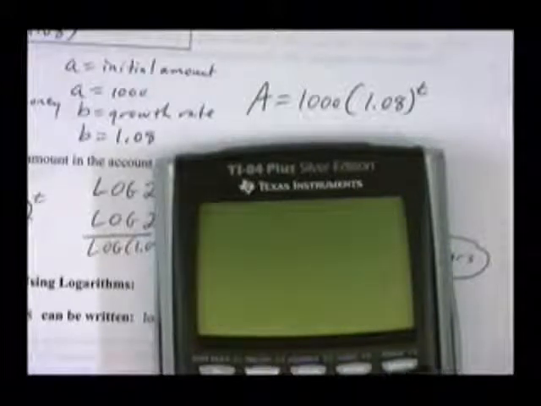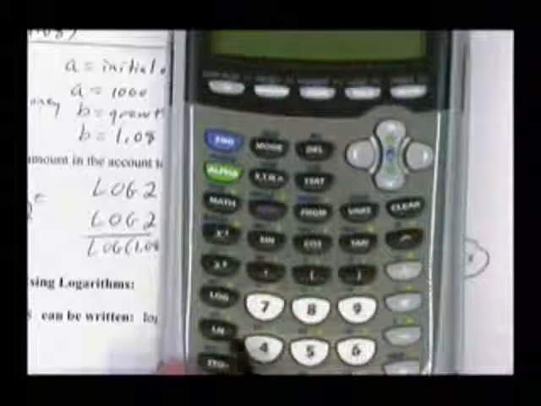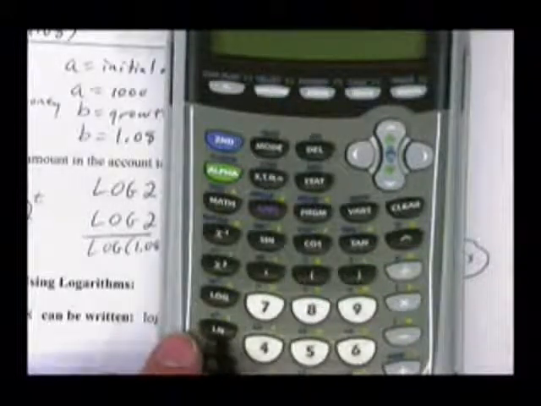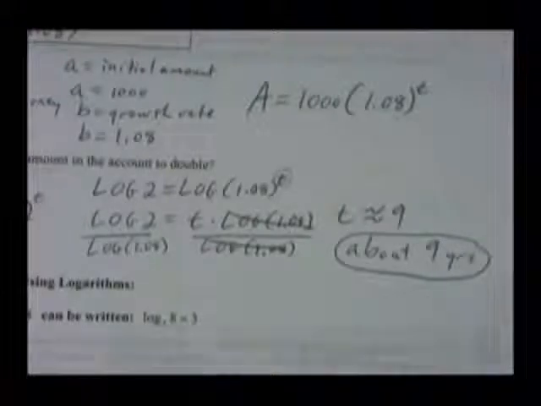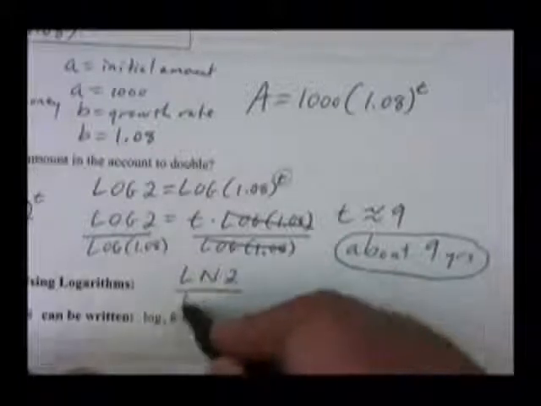So that seems to work, but if we look at the calculator, there's a log, and there's also something called ln, which is another type of log. And what's interesting is I can either use log, L-O-G, or I can use ln, and they both work the same.